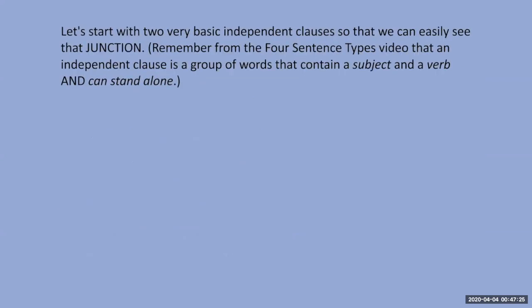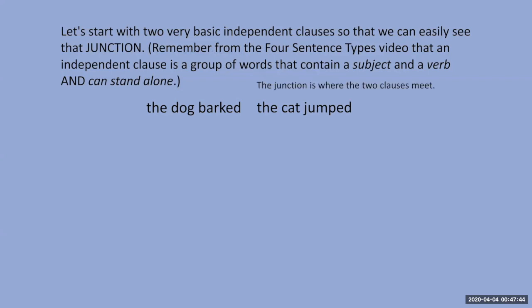Let's start with 2 very basic independent clauses so that we can easily see that junction. Remember from the 4 sentence types video that an independent clause is a group of words that contain a subject and a verb and can stand alone. The dog barked, the cat jumped. The junction is where the 2 clauses meet.